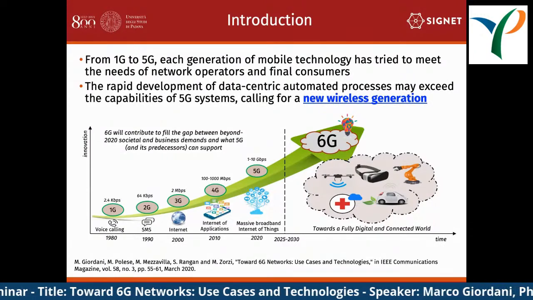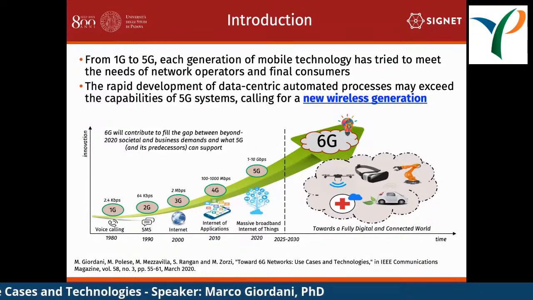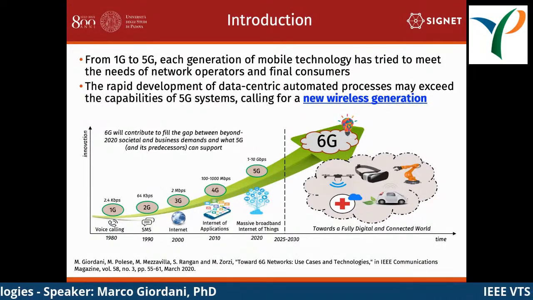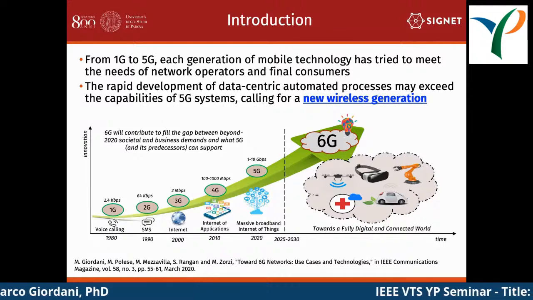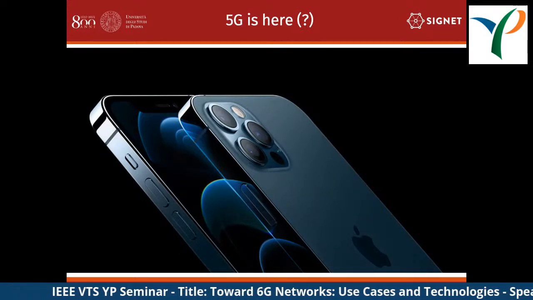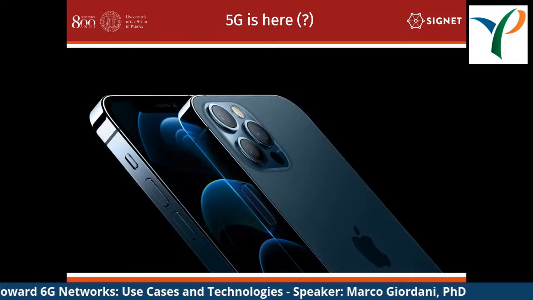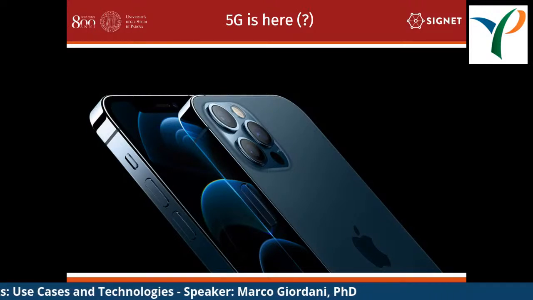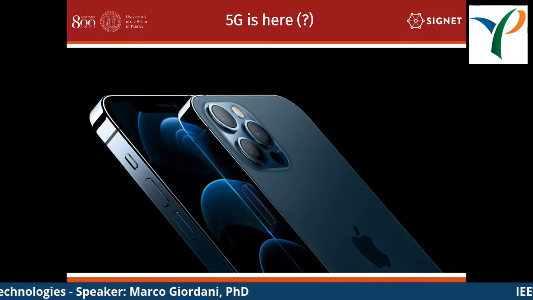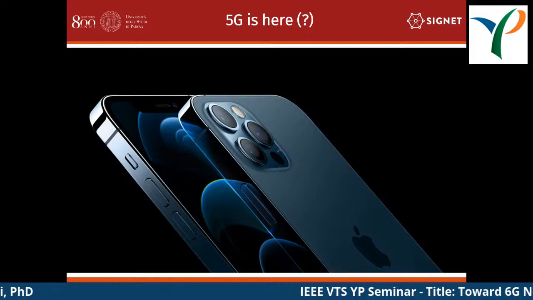So when talking about 6G, the first question you might have is, why should we discuss 6G now, since 5G has just started to be commercialized? Is it really the right time to talk about 6G? Well, as you may know, a few months ago, the first ever 5G iPhone was released. And in Italy, and I'm sure almost everywhere in the world now, telecom operators are advertising 5G plans for their smartphones. So why do we talk about 6G now?